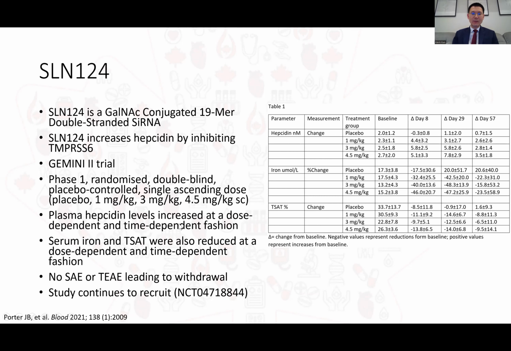Plasma hepcidin levels increased in a dose-dependent and time-dependent fashion, as can be seen on the right-hand side here. Serum iron and transferrin saturation were also reduced in a dose-dependent and time-dependent fashion. No severe adverse events or treatment-emergent adverse events leading to withdrawal were observed. The study continues to recruit.